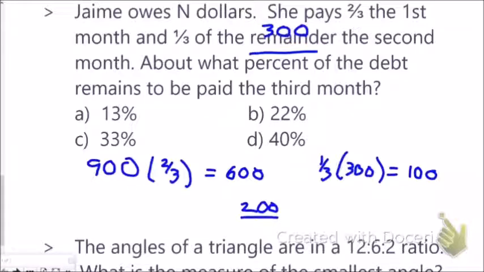200 is what I'm looking at compared to my original amount. A percent is always what I'm looking for divided by the total or original amount. So 2 divided by 9 is roughly 22%.